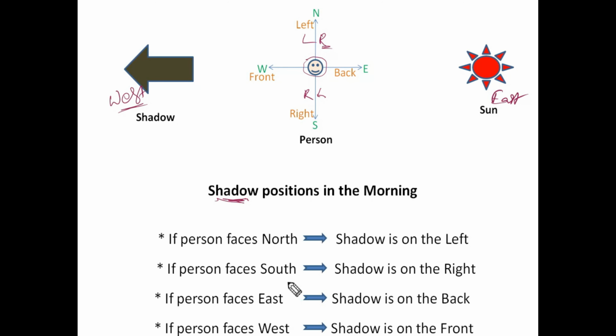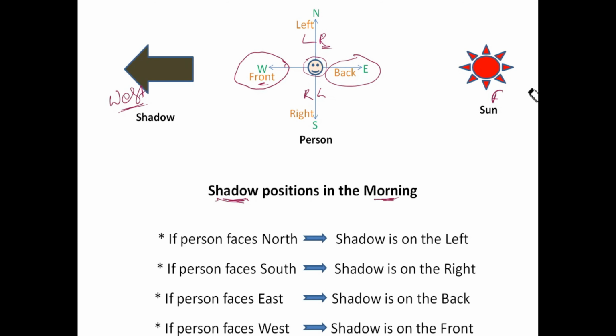If the person is facing east, means he is facing the sun, so automatically shadow will be on the back side. If person is facing west, the sun is on the back side, but his shadow is in front of him. And the same concept will be reversed in the evening case.